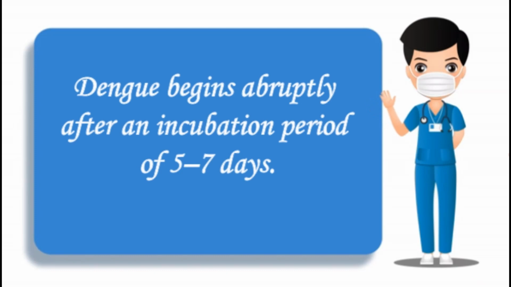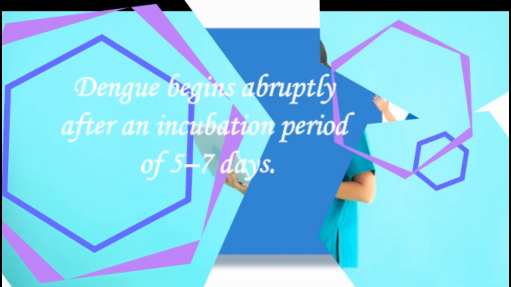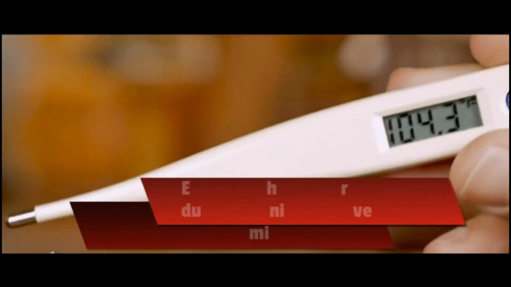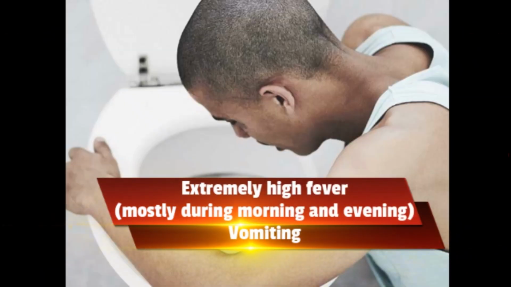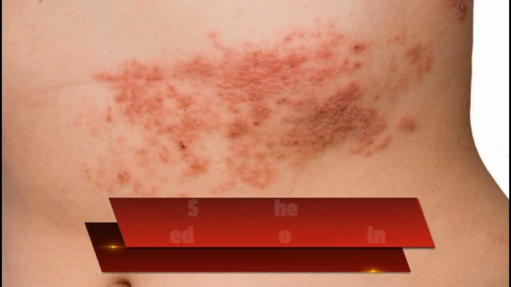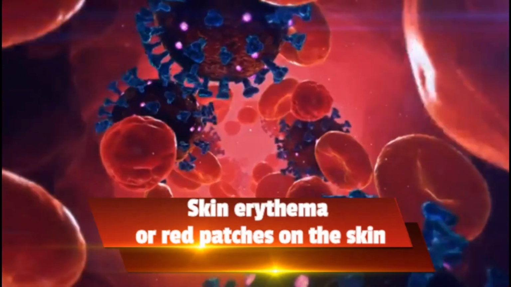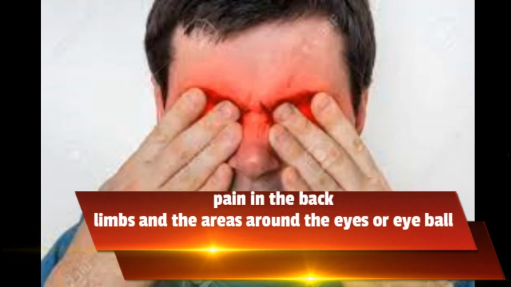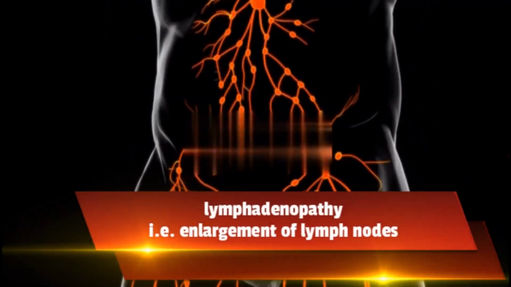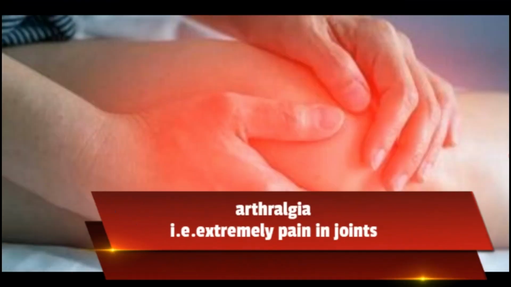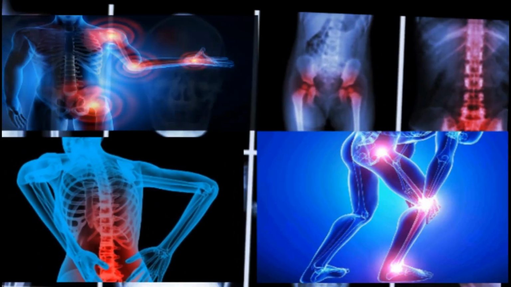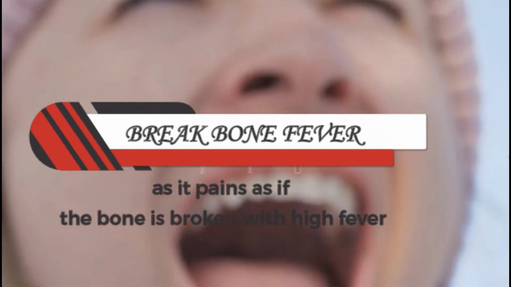Symptoms of dengue. Dengue begins abruptly after an incubation period of 5 to 7 days. During the febrile period, the first phase, symptoms appear after 2 to 7 days. Extremely high fever and vomiting as the virus starts infecting the cells. Skin erythema or red patches on the skin due to migration of the virus and WBCs. Pain in the back, limbs and the areas around the eyes or eyeball. Lymphadenopathy, that is enlargement of lymph nodes. Arthralgia, that is extreme pain in joints. So pain mostly occurs in joints, back, limbs and the bony parts, along with high fever, so dengue is also known as breakbone fever.